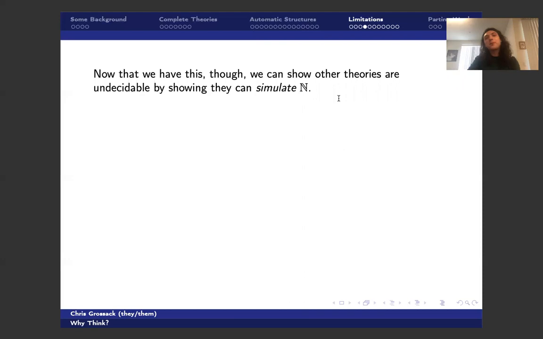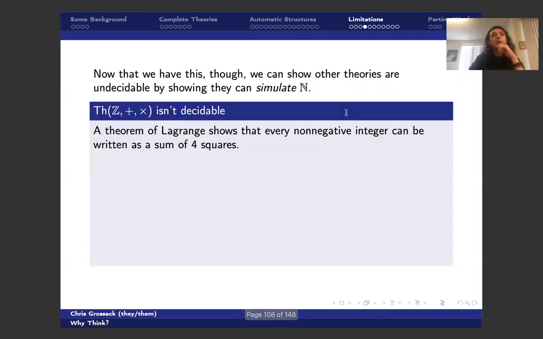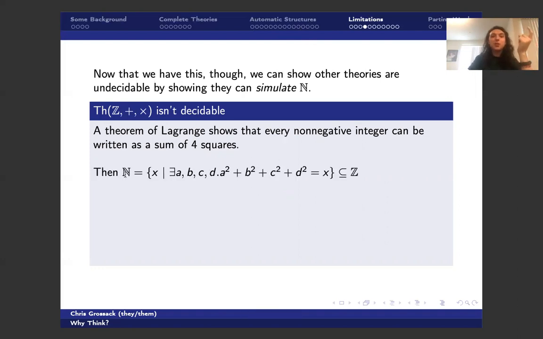Okay, so let's try to simulate the natural numbers. For instance, the theory of the integers with plus and times isn't decidable. Why? Well, a theorem of Lagrange, a very classical theorem in number theory, shows that every non-negative integer can be written as a sum of 4 squares. So, what does this mean? This means we can code up the natural numbers as all of those integers which are the sum of 4 squares, because the sum of 4 squares must be non-negative.